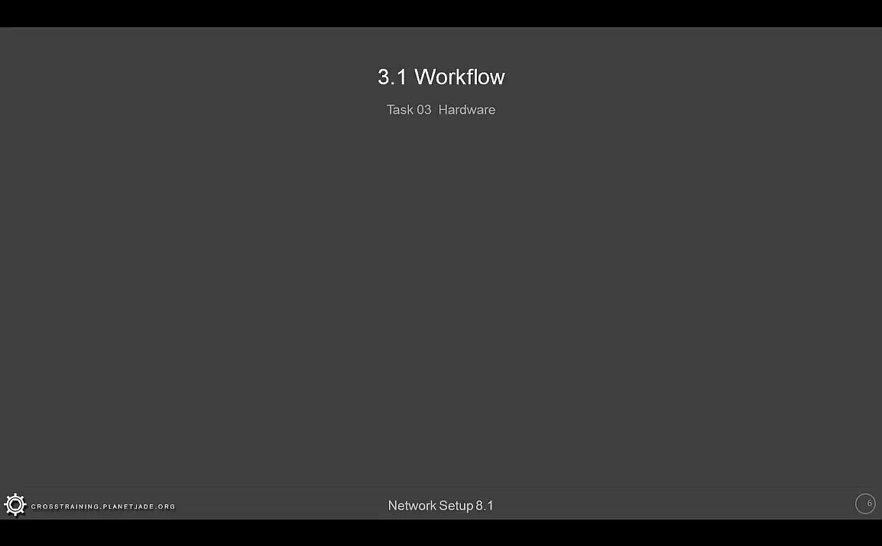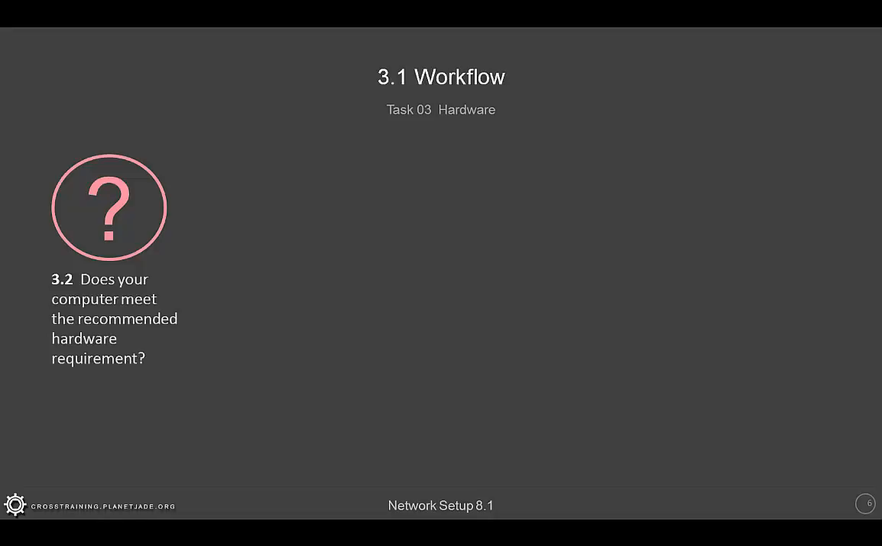So section 3.1 is basically a workflow diagram. The fundamental question that you're going to be asking yourself at the start of section 3.1 is, does your computer meet the recommended hardware requirements? And section 3.2 will provide a list of specifications. These are recommendations and not necessarily minimal requirements.